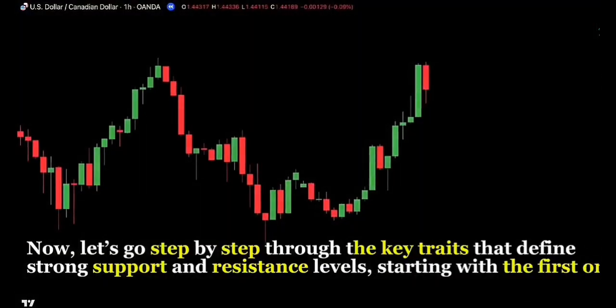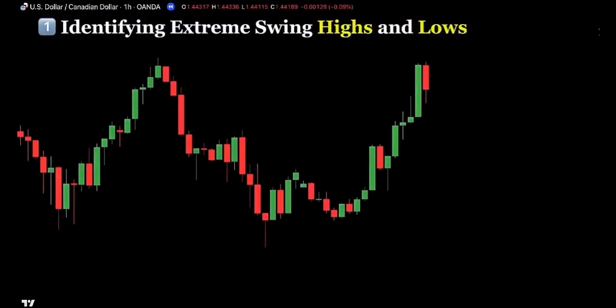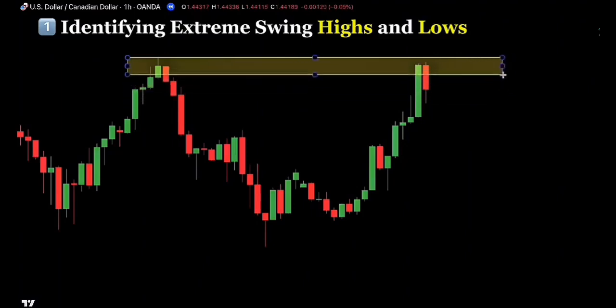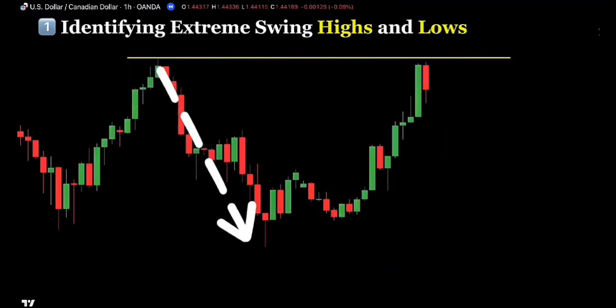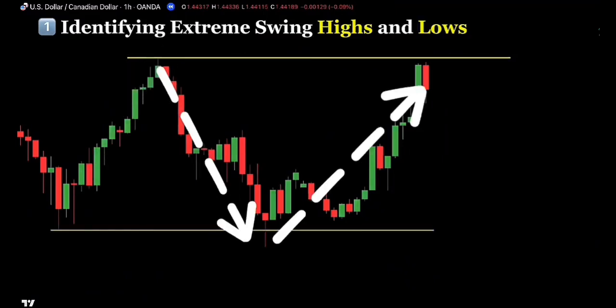Now, let's go step by step through the key traits that define strong support and resistance levels, starting with the first one. The first thing we look for is the highest and lowest price points that have been reached in recent market movement. Looking at the chart, we can see that price moved up, hit a high point and reversed. This is a swing high, a potential resistance level. On the other hand, price dropped to a low point, bounced back up, and that marks a swing low, a potential support level.